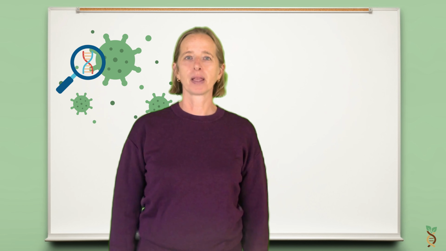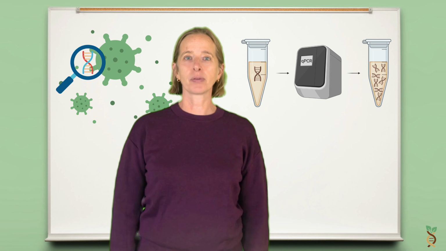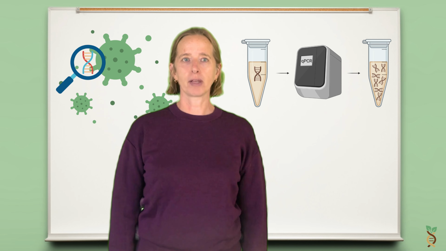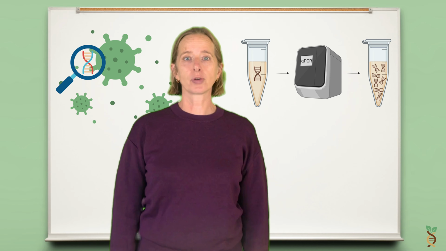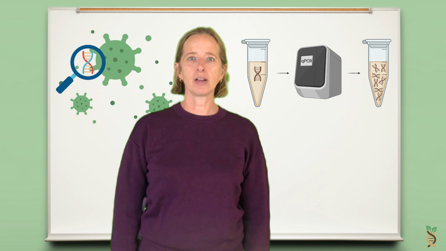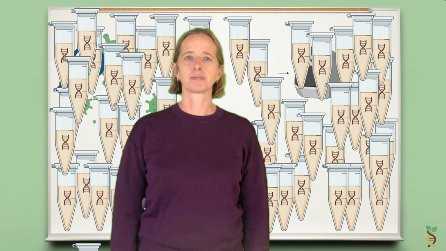qPCR works by detecting genetic material in a sample. Even if there is only a tiny amount, the technique makes enough copies to measure it. That's why it was so good at detecting the virus, even in the early stages of infection. Also, labs can process hundreds of samples at once.